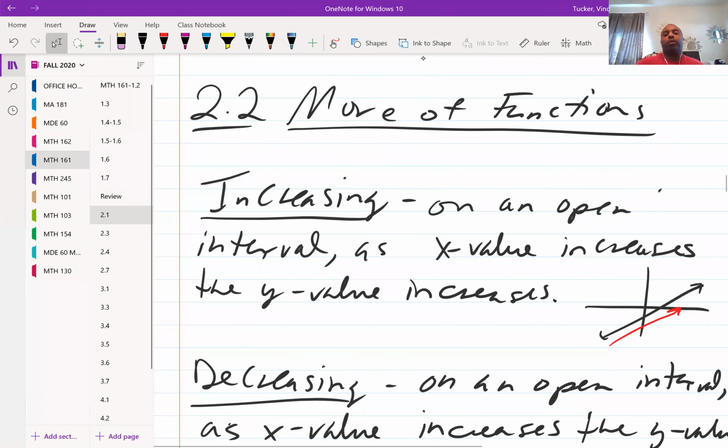All right. So 2.2, more on functions. Like I said, we'll at least start this even if we don't finish it. Increasing: when you have a function that's increasing on an open interval, that just means that as the x value increases, the y value increases. So we read it from left to right. As we go to the right, your function is going up. So the red arrow is following it going up.